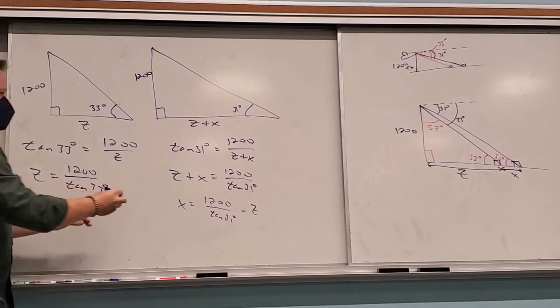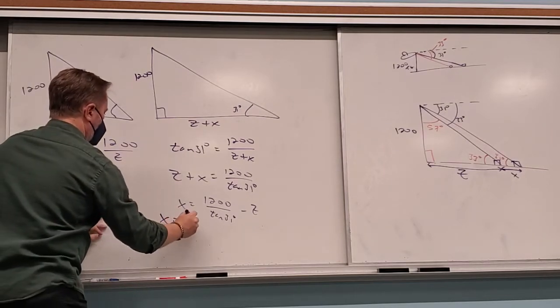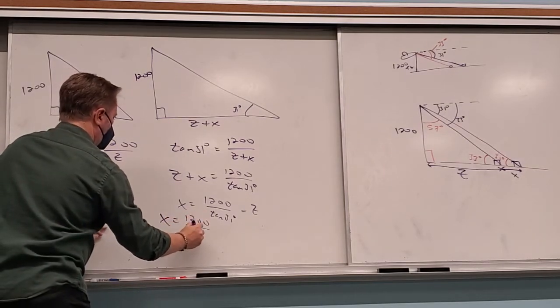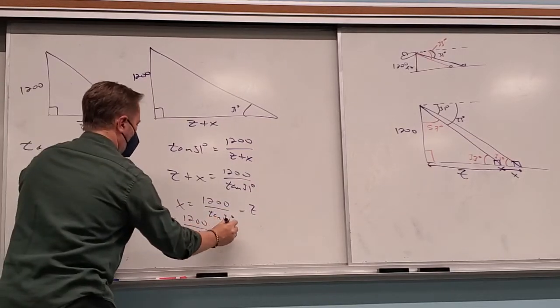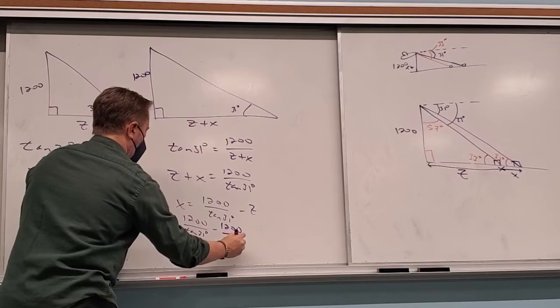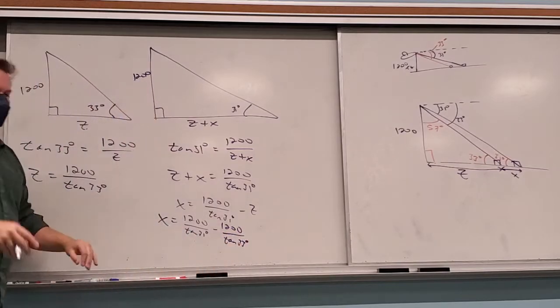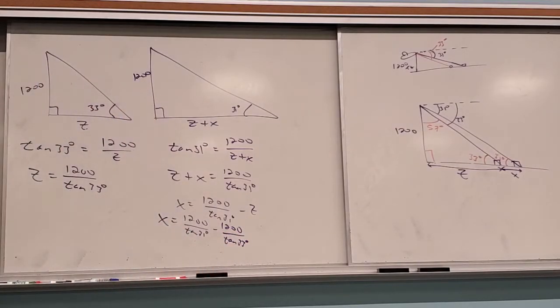Because now, X equals 1200 divided by tangent 31 minus 1200 divided by tangent 33. So let's all take a minute. Try to figure out what that is. Put it in your old calculators. If you don't have an old calculator, then hang out.